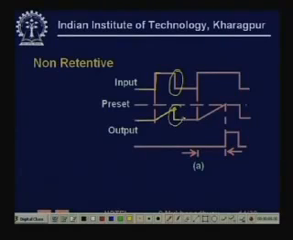In non-retentive timers, the timing register value is reset to 0. So every time you get another timing signal, it again times, and in this case, because the input stays 1 for a much longer time, the preset value is reached, and when it is reached, the timer output is asserted. Here the timer output is not asserted because the timing register did not exceed the preset register value. So this is called a non-retentive timer.